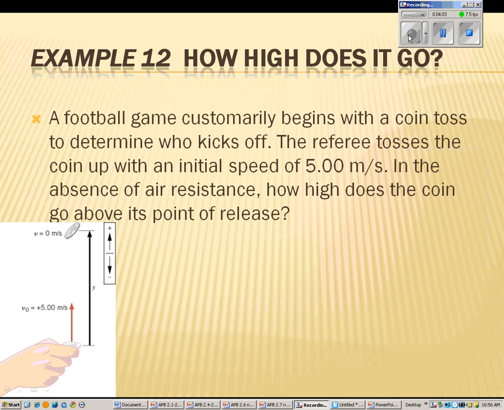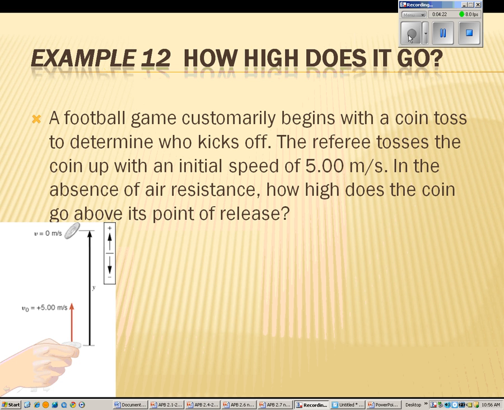Here we have example number 12, and the question is, how high does it go? A football game customarily begins with a coin toss to determine who kicks off. The referee tosses the coin with initial speed of 5 meters per second. In the absence of air resistance, how high does the coin go above its point of release?